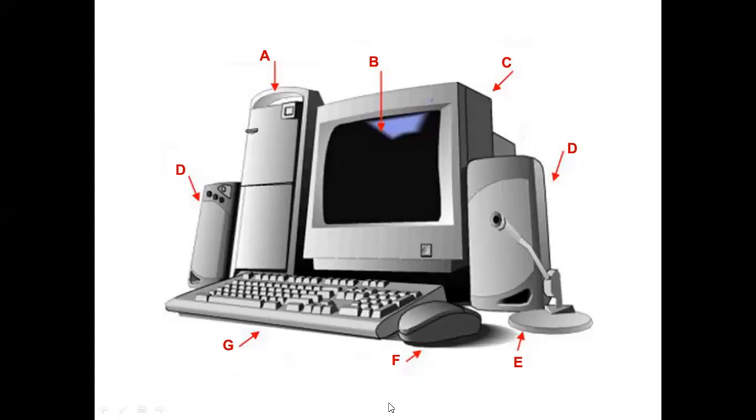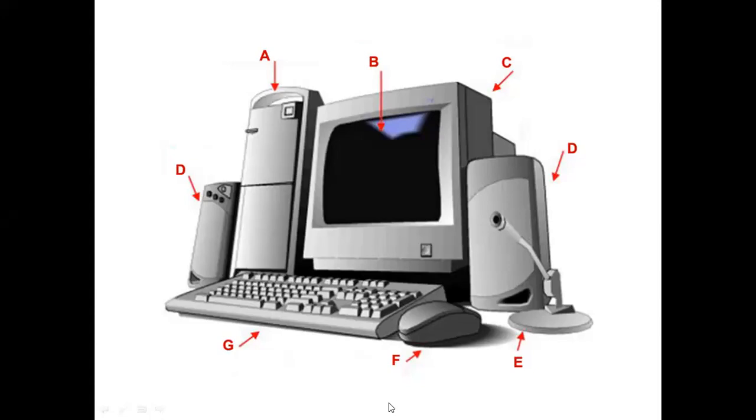Central processing unit. No. The central processing unit is a small component of part A. Yes, the CPU is inside part A. So many people mistake that to be the central processing unit, but the central processing unit is simply a small component within part A. So somebody give me the right name for part A. System unit. Thank you very much. It's the system unit.